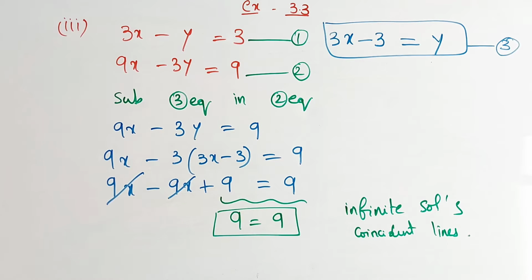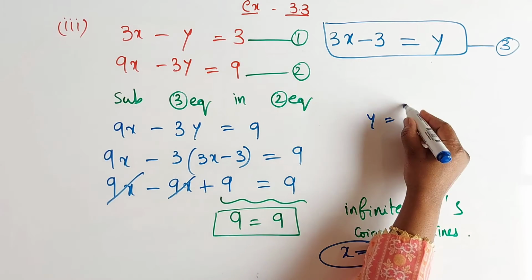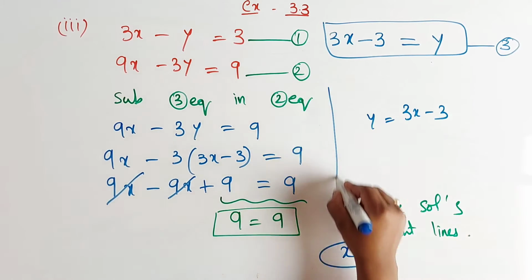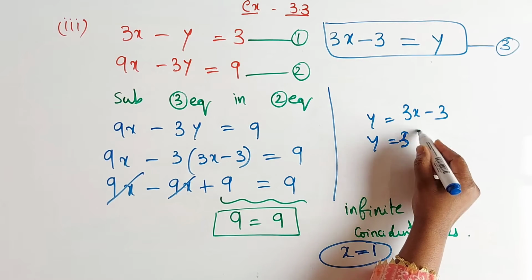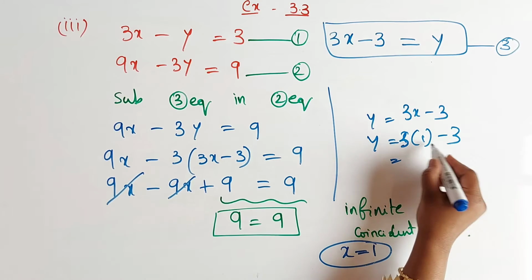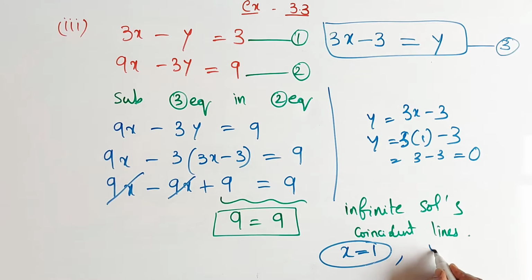Right? So here x equal to 1 is a possible solution. One of its possible solutions, we can take x equal to 1. Okay. Now substitute x equal to 1 into the y value. That means y equal to, from here, 3x minus 3. Now we got the x value is 1. y equal to 3 of 1 minus 3. 3 ones are 3 minus 3. It is 0. So x equal to 1 and y equal to 0 is the answer.